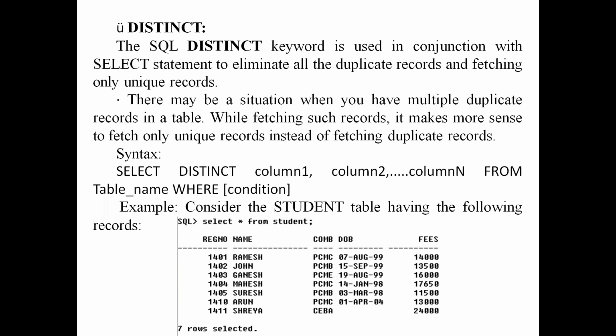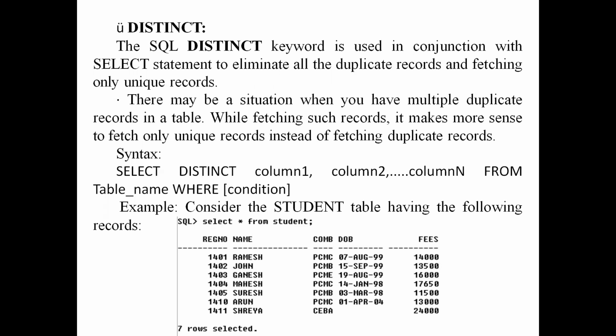The syntax is select distinct column 1, comma column 2, dash dash dash, column n from table name where condition. If you want, you can use a condition. Otherwise, without a condition also, you can use the distinct with the select.